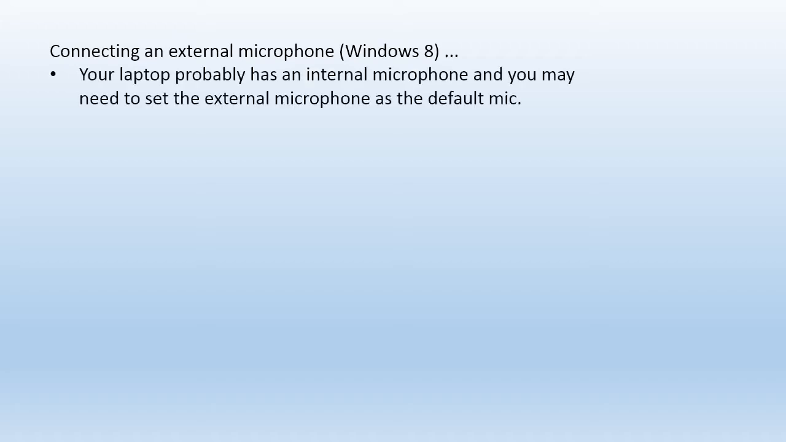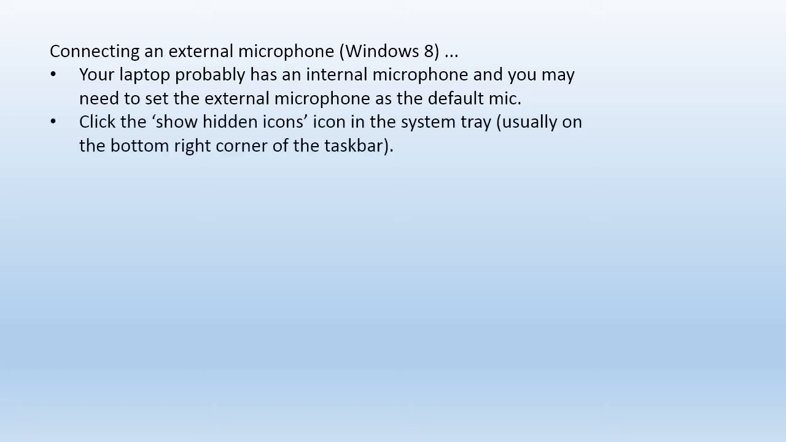Some details on connecting an external microphone, and these instructions apply to Windows 8. Your laptop probably has a built-in microphone, and you may need to manually set the external microphone as the default microphone. So to do this, you want to click the Show Hidden Icons icon. There it is, the inverted triangle. It's found in the system tray, usually on the bottom right corner of the taskbar.